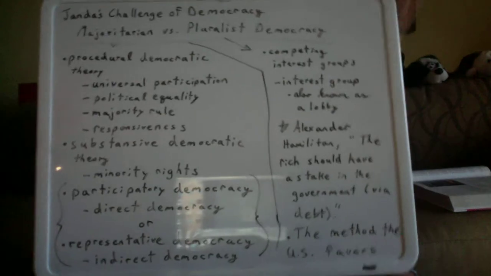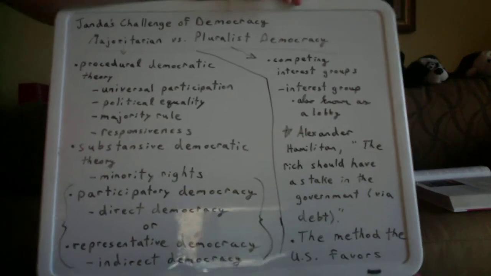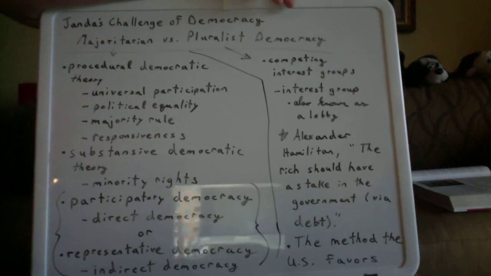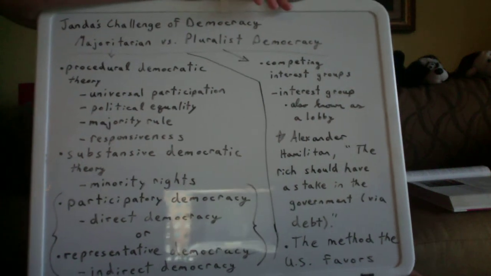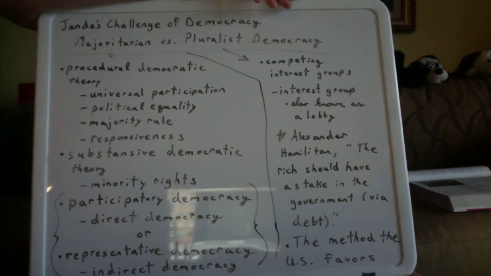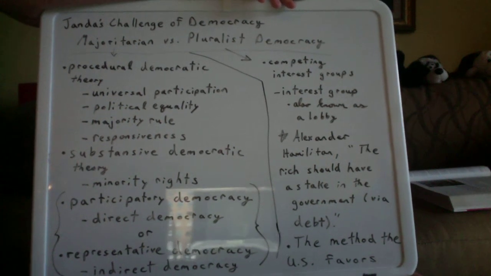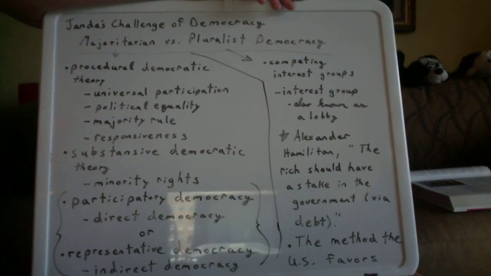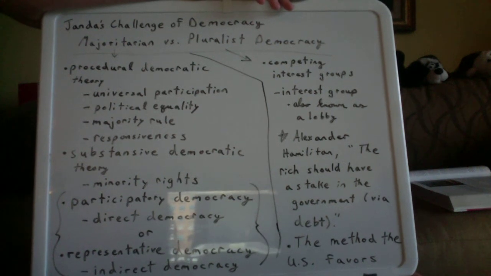Now, when we look at pluralist democracy, it is defined as democracy interpreted by competing interest groups. And an interest group, also known as a lobby, is an organization of a specialized group who have an interest in influencing public policy making in government.